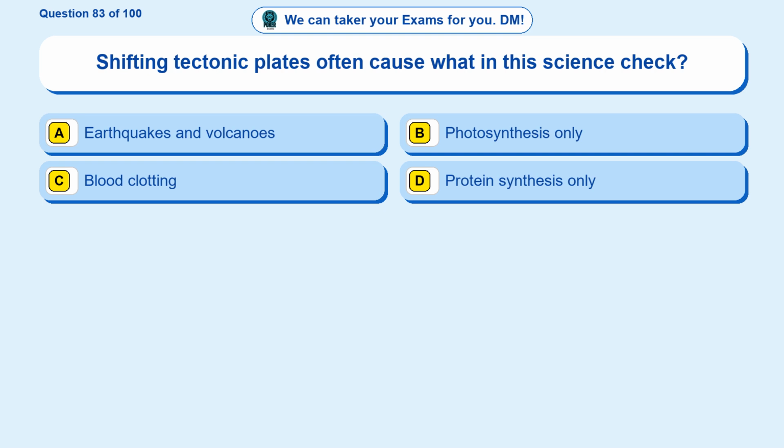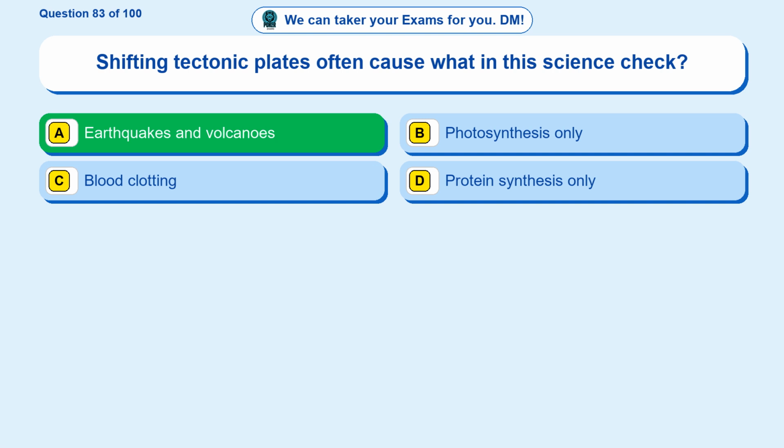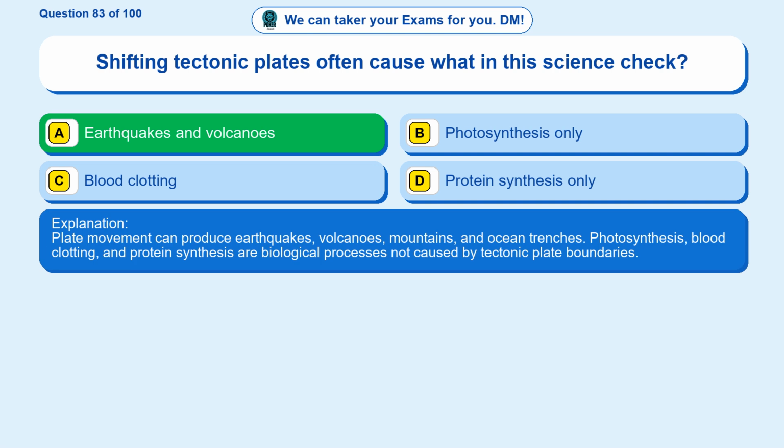Question 83. Shifting tectonic plates often cause what in this science check? Option A, earthquakes and volcanoes. Option B, photosynthesis only. Option C, blood clotting. Option D, protein synthesis only. The correct answer is option A, earthquakes and volcanoes. Plate movement can produce earthquakes, volcanoes, mountains, and ocean trenches. Photosynthesis, blood clotting, and protein synthesis are biological processes not caused by tectonic plate boundaries.